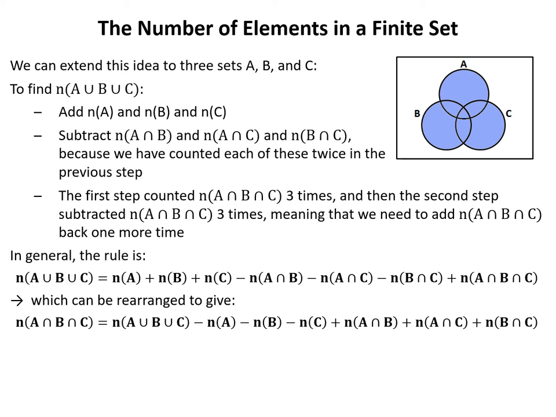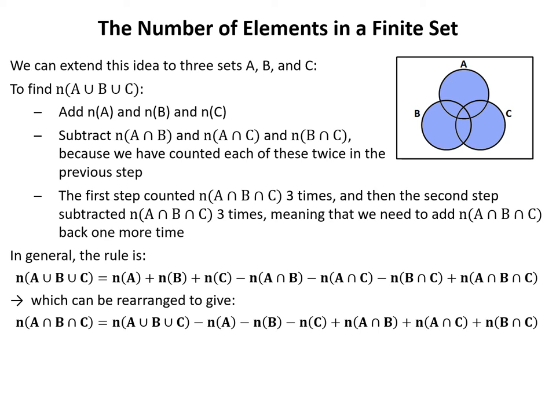Now, it's a little more complicated, but if you follow along closely, you'll see what we need to do to get the number of elements in the union of all three. As before, we add the number of elements in the individual sets, and there are three of them this time: the number of elements in A, in B, and in C. Now, the next thing we need to do is, because we've counted the intersection of A and B twice, we have to subtract it. Similarly, we have to subtract the intersection of A and C because we've counted that twice, and we also subtract the intersection of B and C because we've counted those twice. We've counted each of these overlaps between pairs of sets twice, as we did when we were looking at just A and B in the previous example.